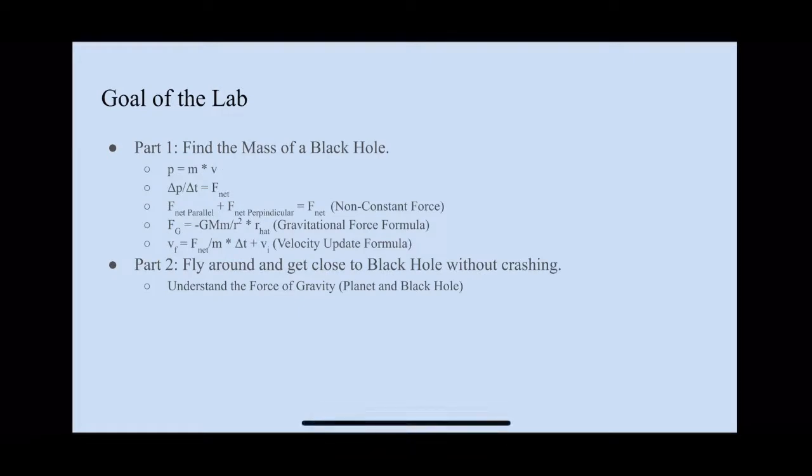The goal of Part 1 of the lab was to find the mass of a black hole, while the goal of Part 2 was to fly around and get close to the black hole, to observe it without getting sucked into the black hole and without crashing into the orbiting planet. For Part 2, the formulas and concepts we used were as follows.